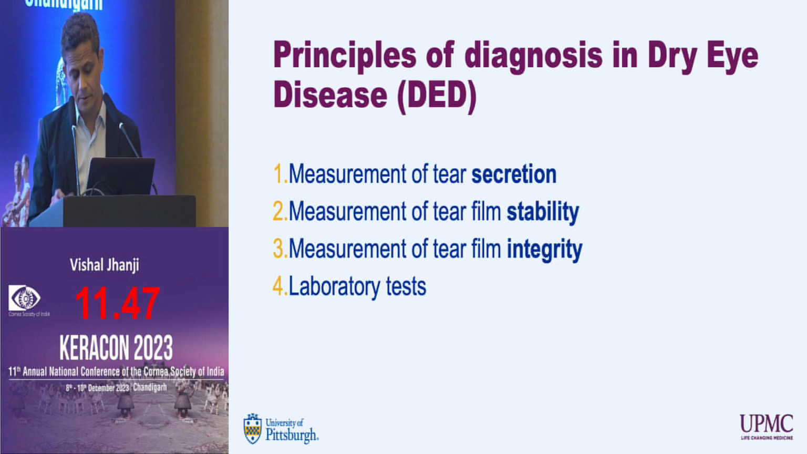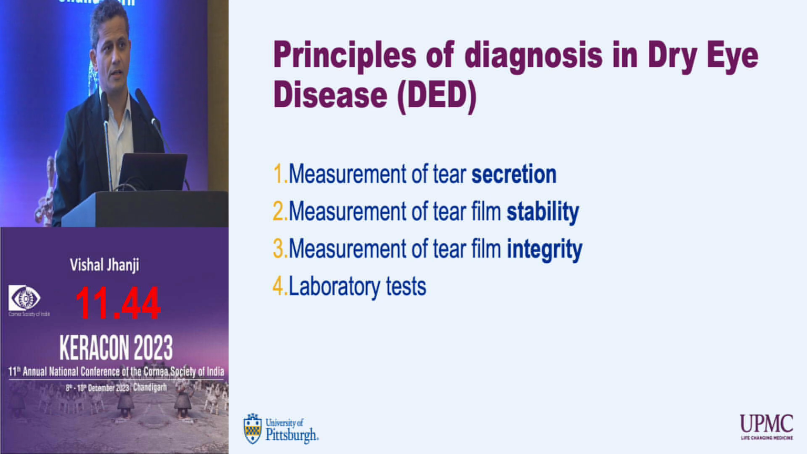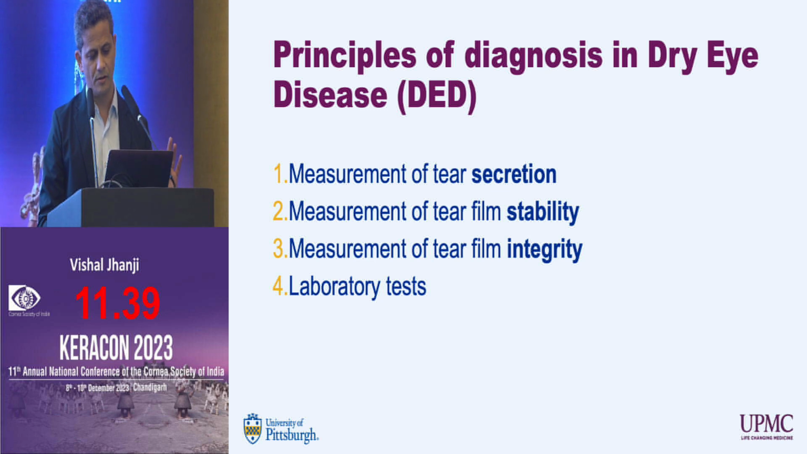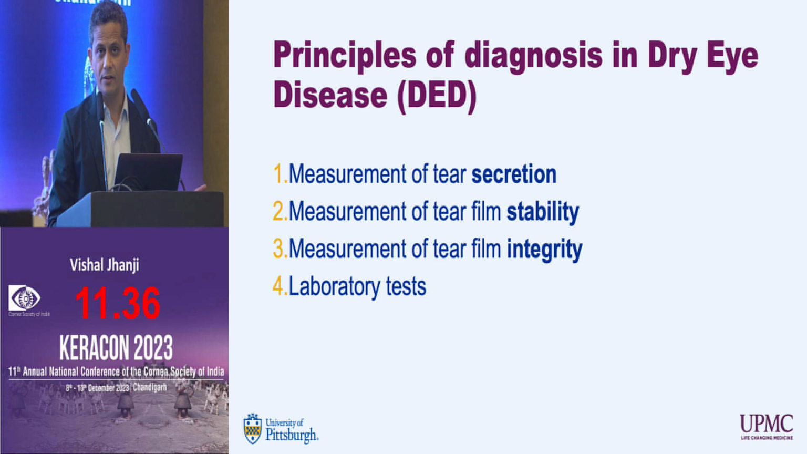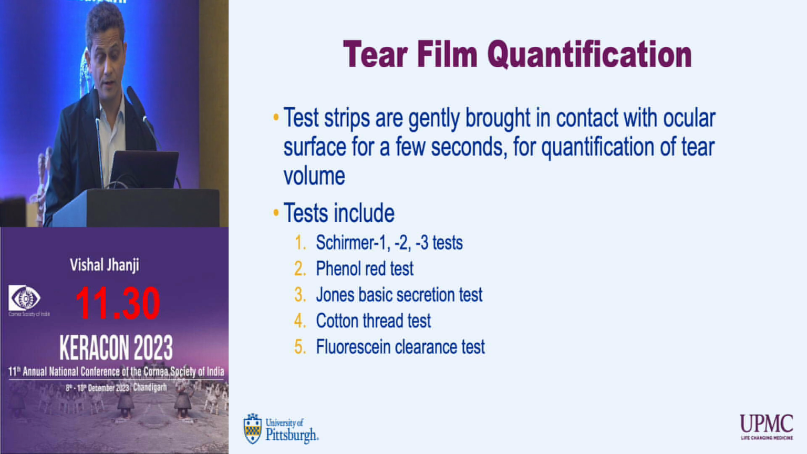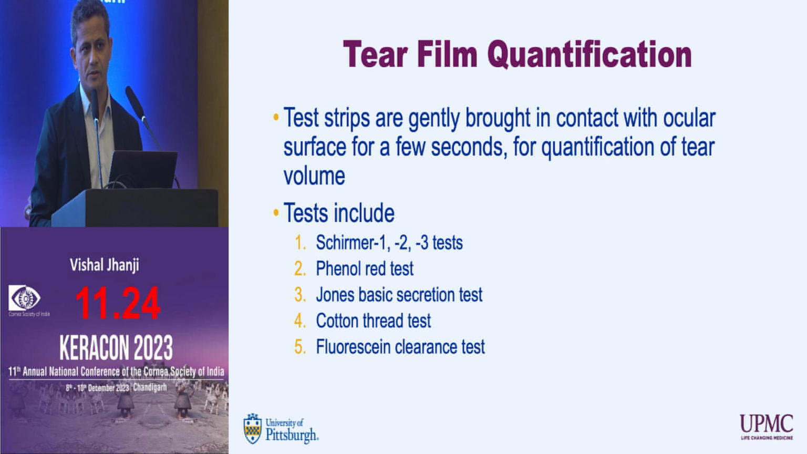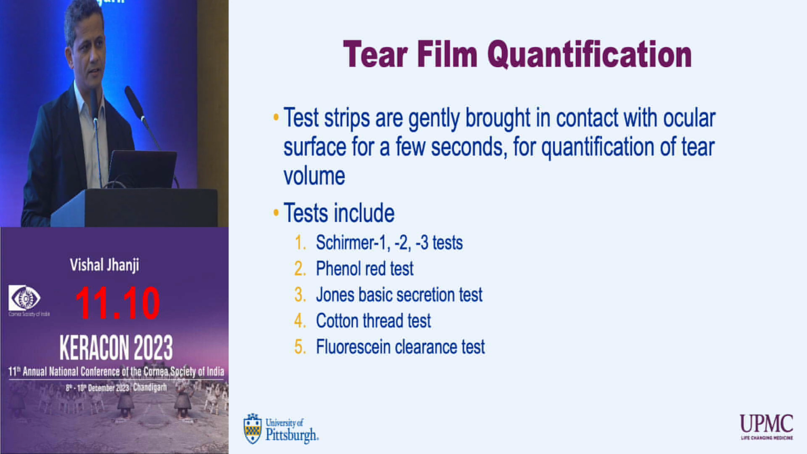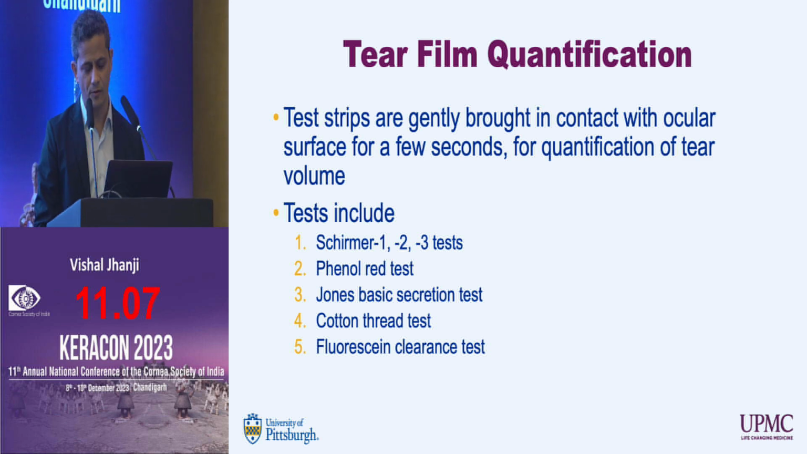Let's talk a little bit about principles of dry eye disease and imaging and testing. So we're looking to measure the tear film secretion, the stability of the tear film, the integrity of the tear film, and you can also do some lab tests depending on where you work and how big your dry eye practice is. If you want to quantify the tear film, you commonly use tear film strips. The most commonly used test is Schirmer's test. There are advantages of using Schirmer's test, especially in a research setting. Those of you who are doing dry eye research know that you can collect the tears and use the same Schirmer's strip for a bunch of things.